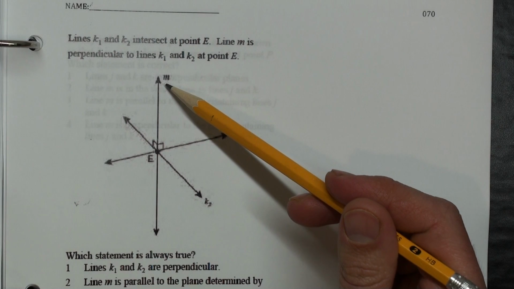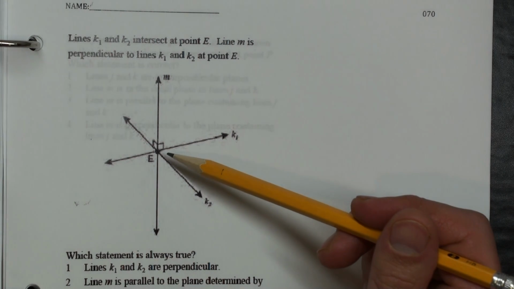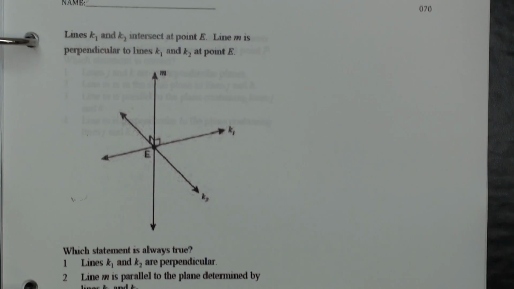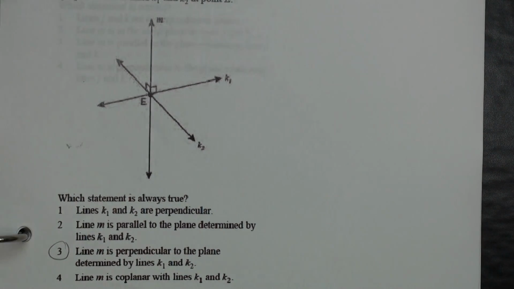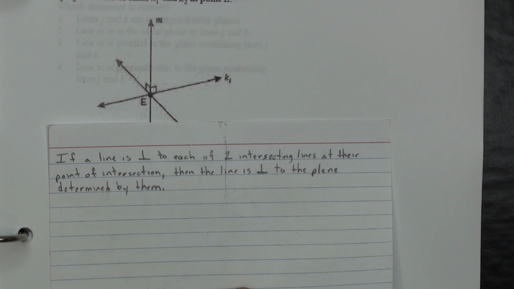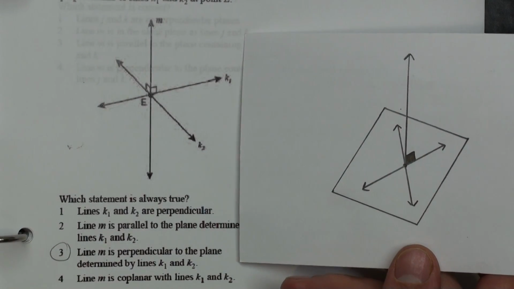Alright, if this line M is perpendicular to both of these two lines, then it also has to be perpendicular to the plane that contains those two lines. So, 3. Let me see if I can pull out the card for you. It's card number 1. Right? If a line is perpendicular to each of two intersecting lines at their point of intersection, then the line is perpendicular to the plane determined by them. See that? That's the one.